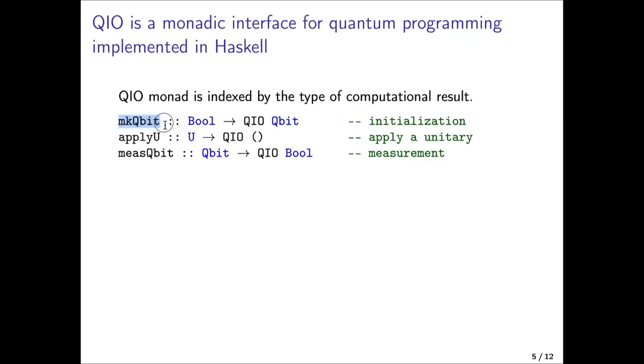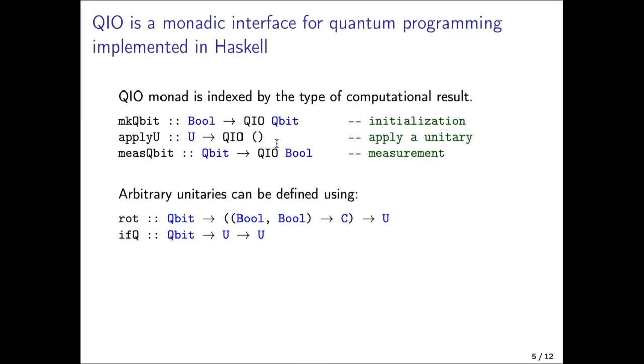So mkQbit is a primitive which takes a Boolean and returns a qubit, and we can see that the result is encapsulated in the QIO monad. Similarly, there's a measurement primitive, measQbit, which takes a qubit and returns a bool, again encapsulated in the QIO monad. And then there's the unitary application primitive applyU, which takes a unitary and returns unit because you do not get a value out when you apply a unitary. It only results in a change of state.